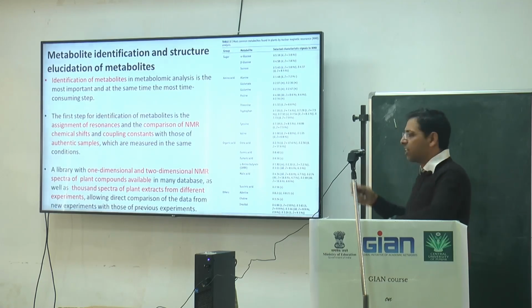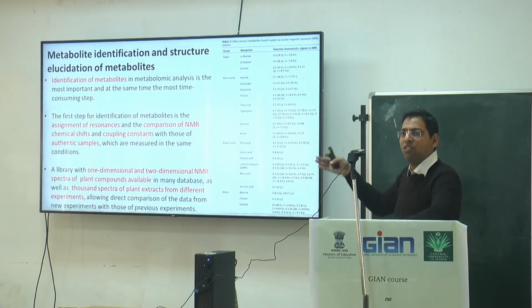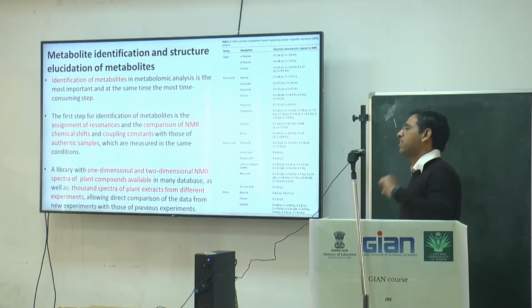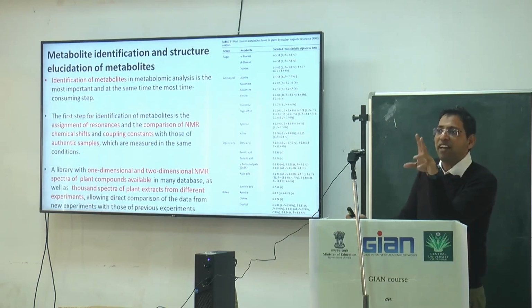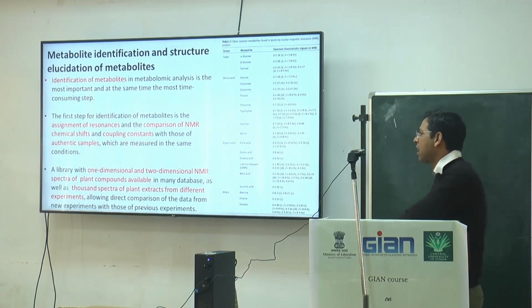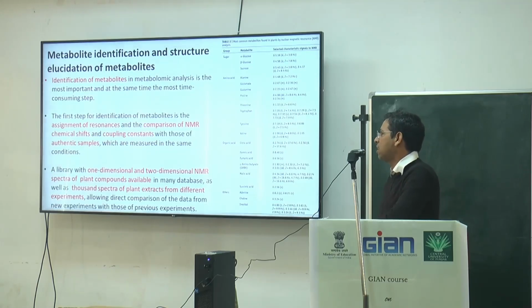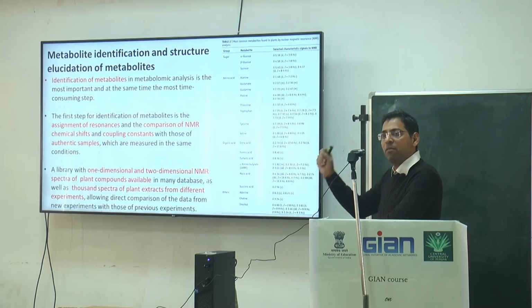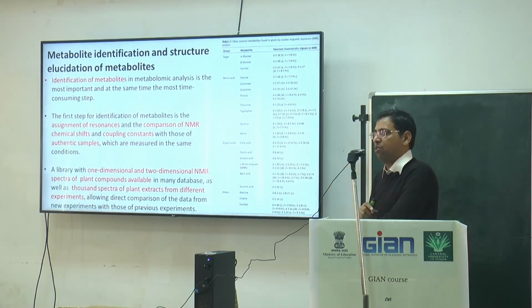For that, you first of all have to have the NMR spectra of the authentic sample. We further classify NMR into two categories: first is one-dimensional NMR, second is two-dimensional NMR. There are many databases available for both. You have to find out which metabolites you are working on and which laboratory is already generating databases on those metabolites. Those are useful for you, remember.